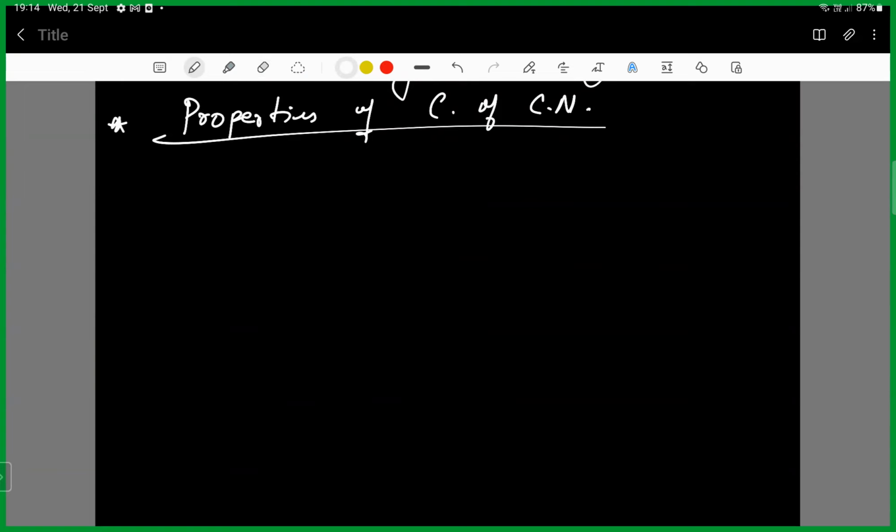Geometrical meaning, everyone understood what the geometrical meaning is. That's what geometry is, right? Geometry and coordinate geometry are the same.